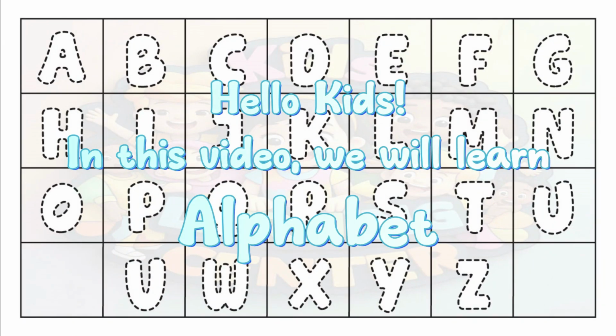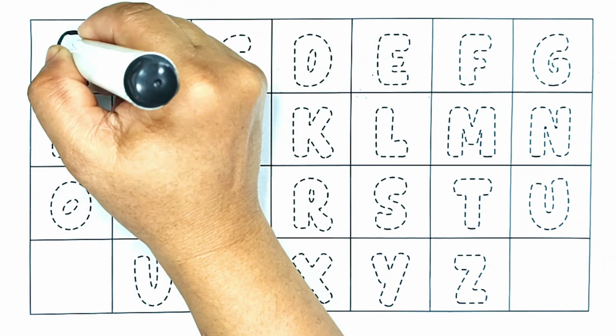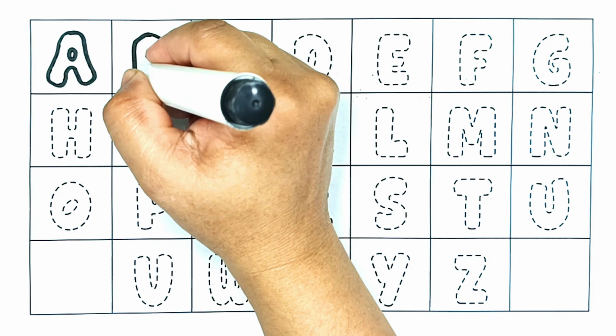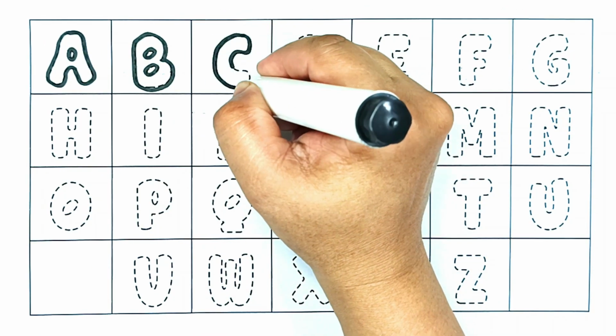Hello kids. In this video, we will learn alphabet. A, A, B, B, C, C.